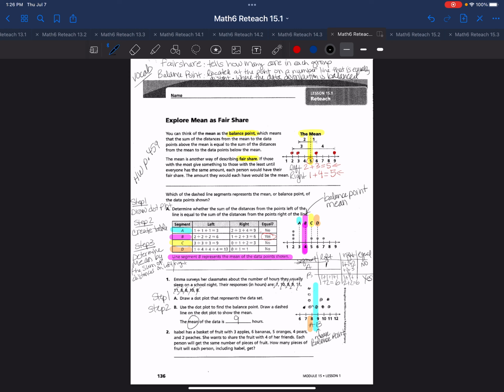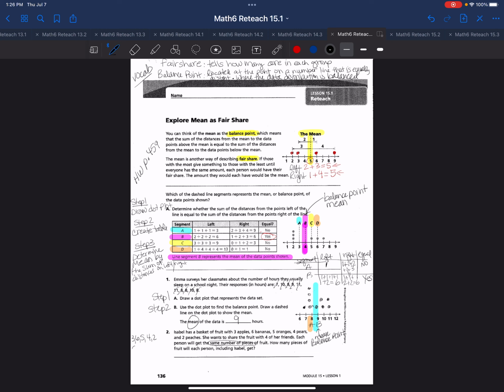Let's do it again for this problem. Isabella has a basket of fruit with 3 apples, 6 bananas, 5 oranges, 4 pears, and 2 peaches. So I need to write down those numbers: 3, 6, 5, 4, 2. She wants to share the fruit with her friends. Each person would get the same number of pieces, so that's a fair share, which is the mean. So how many pieces would each person have? Remember, same number is the mean.